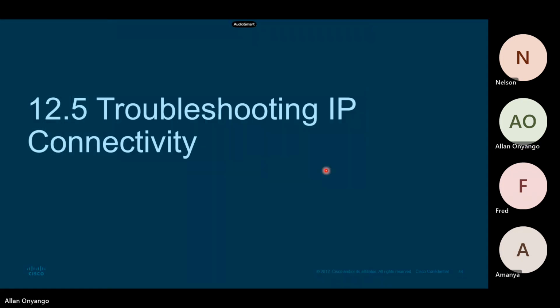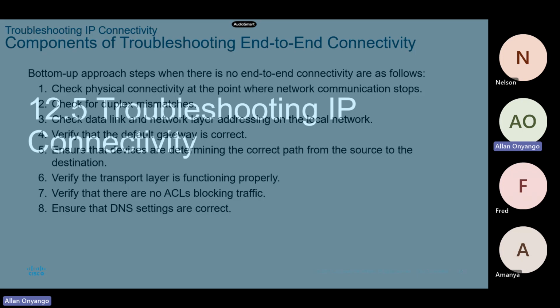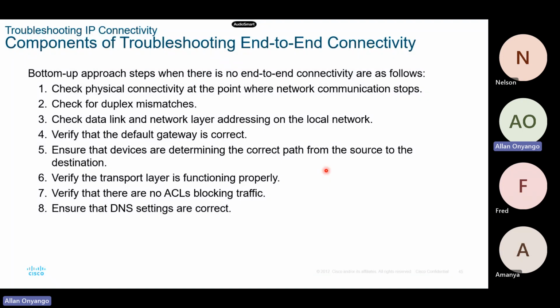Now, let's look at an example of troubleshooting IP connectivity on a network. We do this on end-to-end connectivity on a device. We're going to choose just one of the methods, the bottom-up approach. And we realize that there's no end-to-end connectivity. These are the steps that we are going to do.